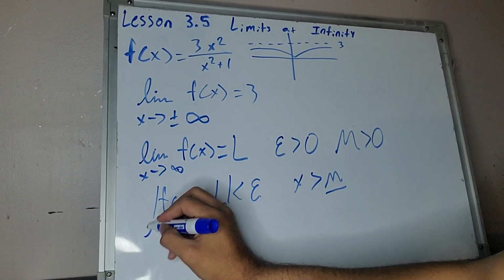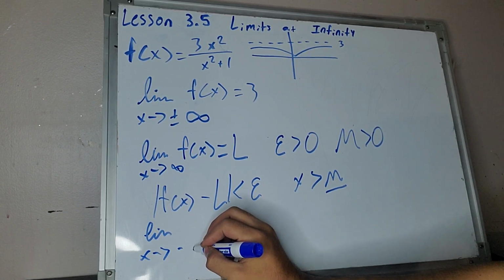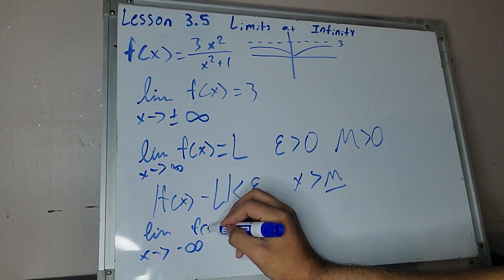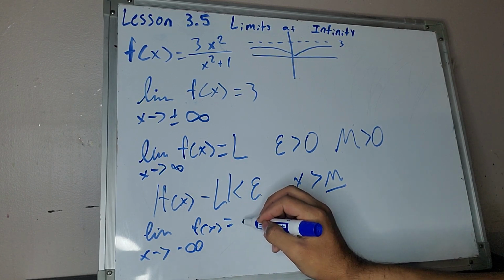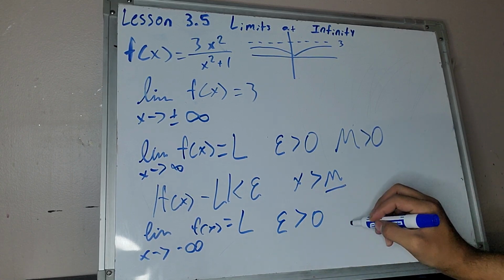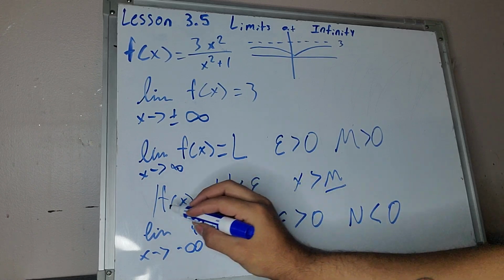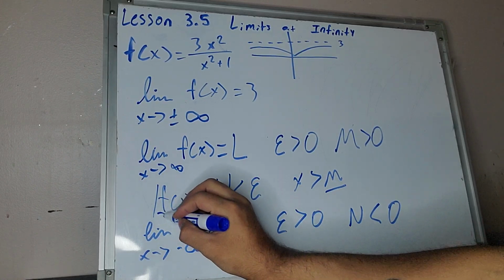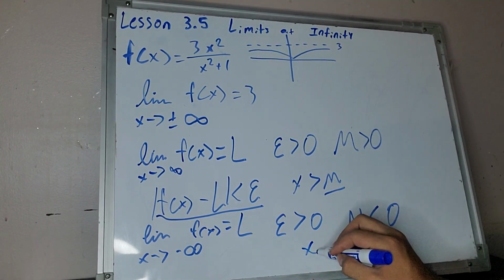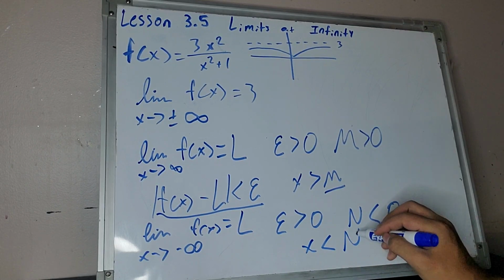the opposite would be said as the limit approaches negative infinity. As it approaches a real number, the real number N would be less than 0, using the same statement here, as x is less than the real number N.